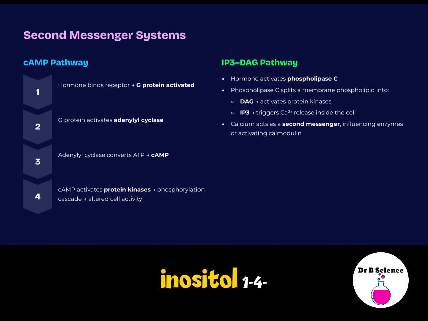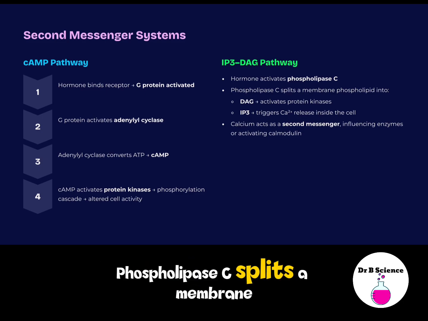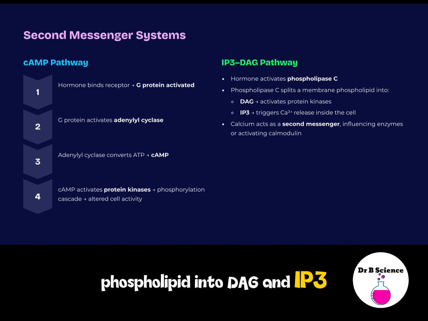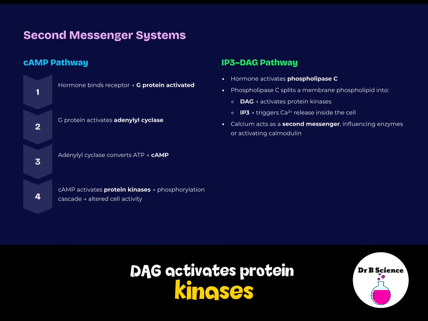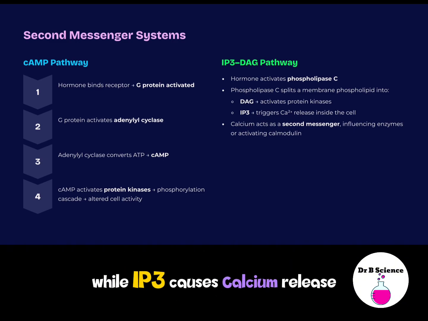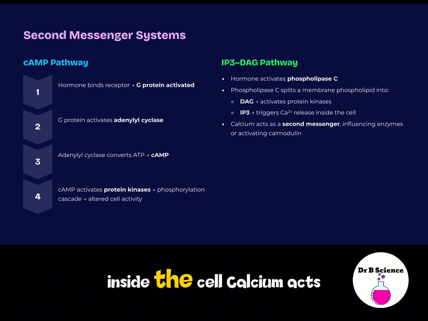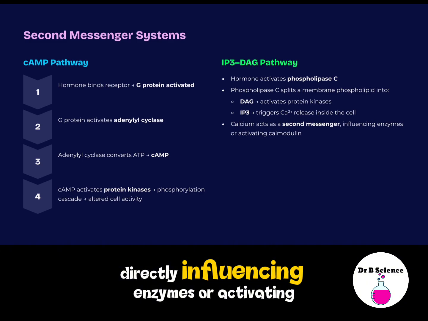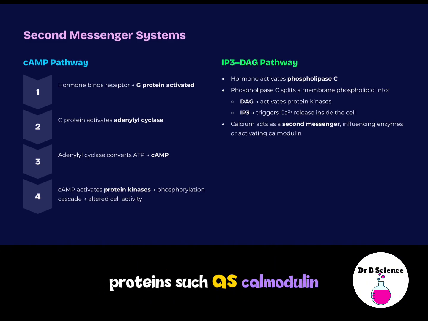IP3 is short for inositol 1,4,5-triphosphate, and DAG is short for diacylglycerol. In this system, phospholipase C splits a membrane phospholipid into DAG and IP3. DAG activates protein kinases, while IP3 causes calcium release inside the cell. Calcium acts as a second messenger, directly influencing enzymes or activating proteins such as calmodulin.